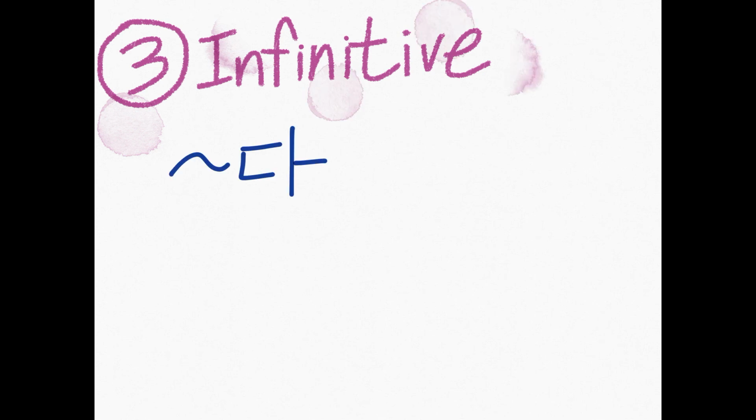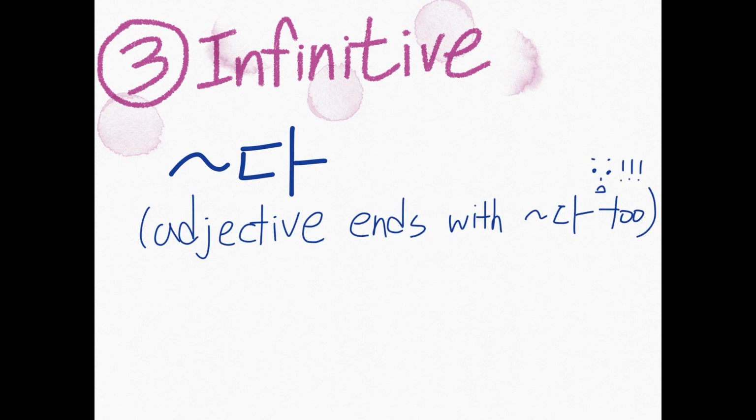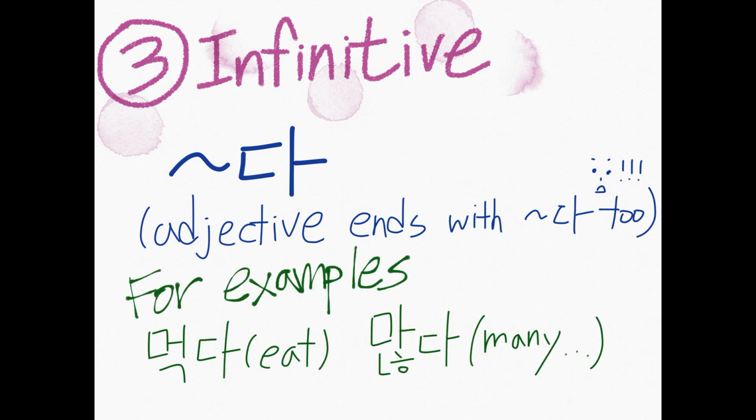Korean infinitive verbs, everything ends with 다. 다 sounds like ta, right? But actually it is 다. And be careful, adjectives end with 다 as well. For an example, a verb is 먹다, an adjective, many, 많다.